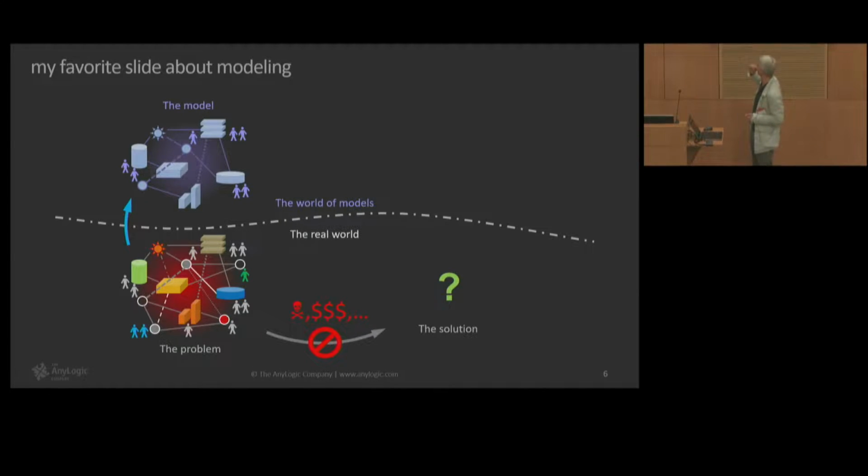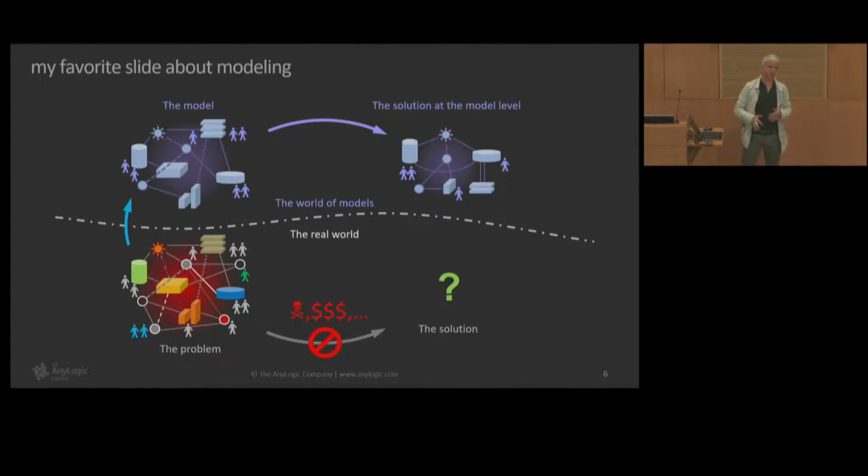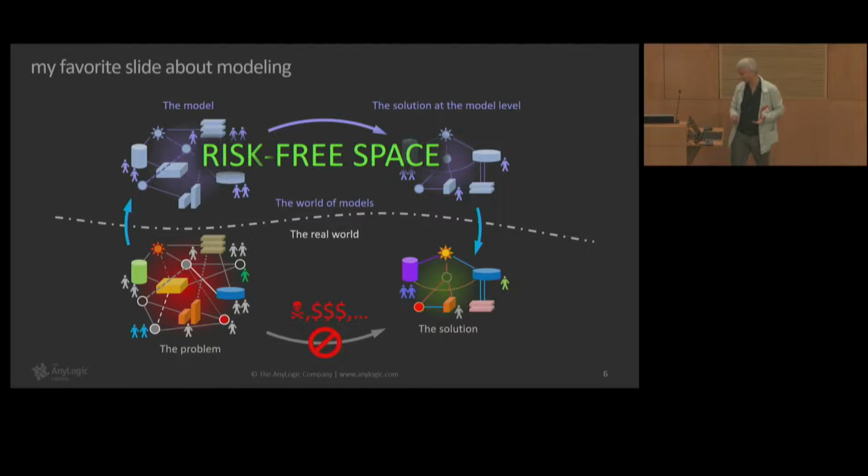So now what you do, you go up from the real world to the world of models. So you build a model of your system, and this process is informal, is kind of an art, and this is a process of abstraction. So you throw away things that you think are not important, you leave those things that you think are important for solving that problem. Then, in the world of models, you do your experiments, your calculations, optimizations, you find a solution, and you map it back to the real world. So modeling is actually this journey through the risk-free space.